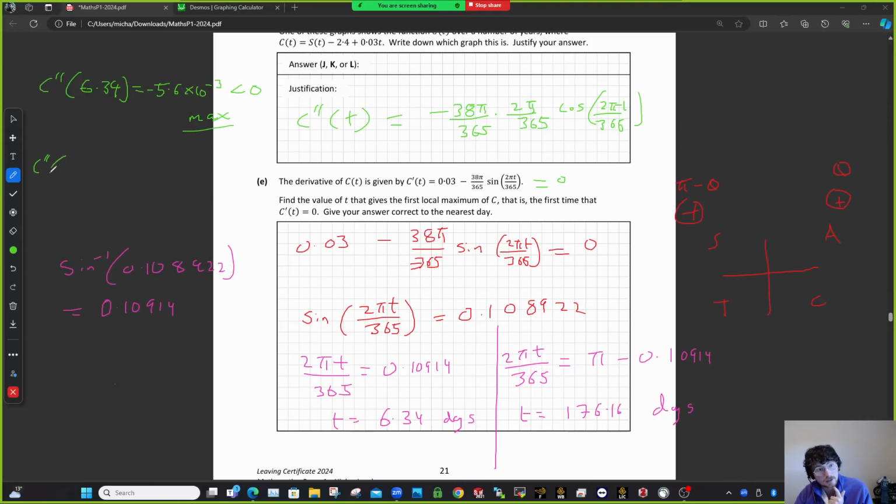If you put the other one in, 176.16, you get the exact same value, but it's positive. Because it's positive, greater than 0, it's a min. And that's the first local min. It actually is looking for a local max, so that even makes things easier, doesn't it? So then that's the answer. Very easy exam at the end of the day.